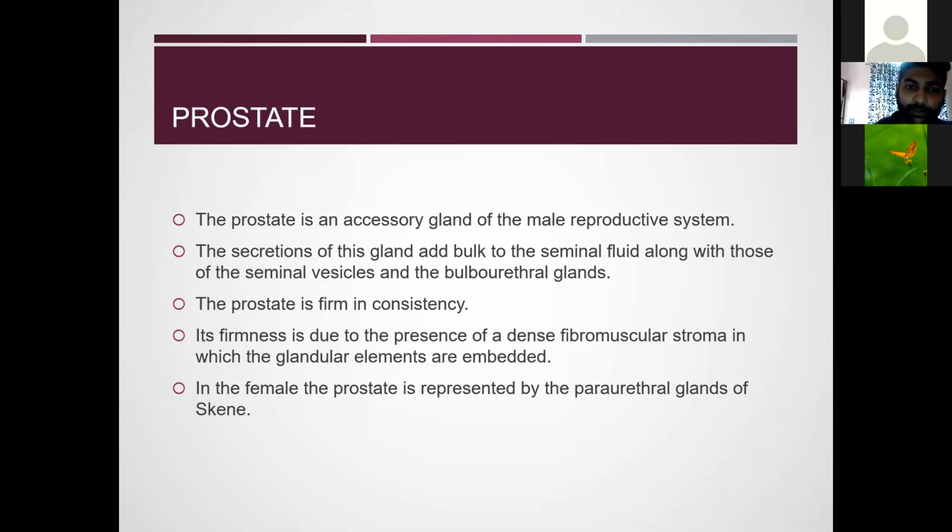So the prostate is an accessory gland of the male reproductive system. Its secretion, along with the secretion of the seminal vesicle and the bulbourethral gland, adds bulk to the seminal fluid. It is firm because of the fibromuscular stroma.